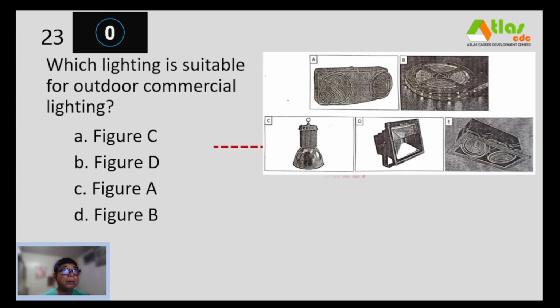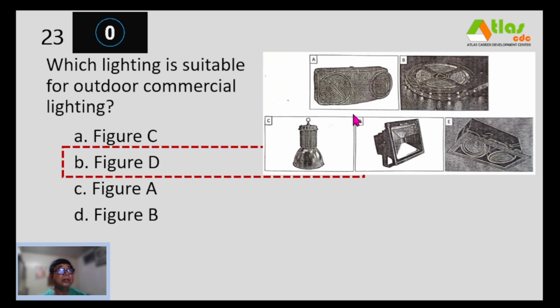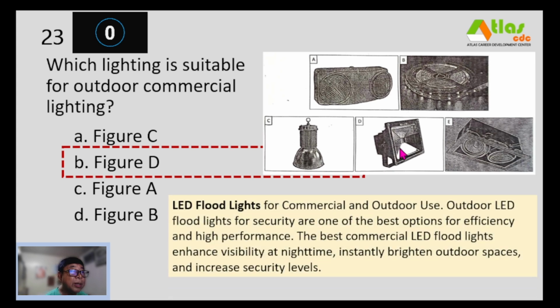And our correct answer is letter B, figure D. This is figure D, LED floodlights for commercial and outdoor use. So outdoor LED floodlights for security are one of the best options for efficiency and high performance. The best commercial LED floodlights enhance visibility at nighttime, instantly brighten outdoor spaces, and increase security levels.